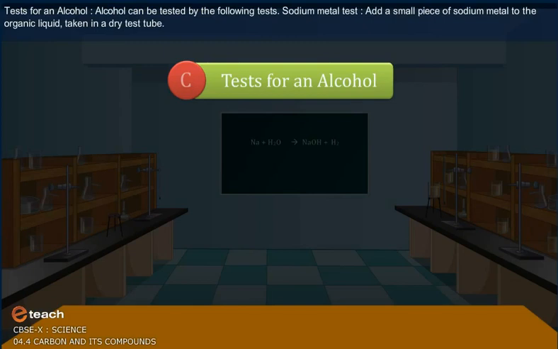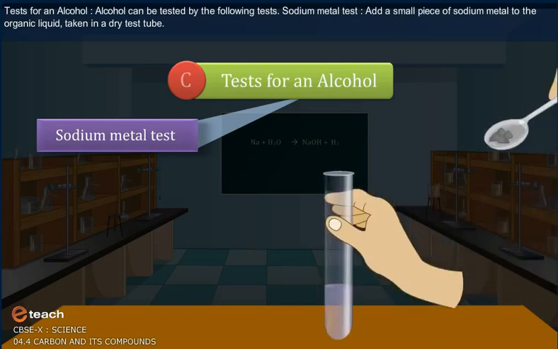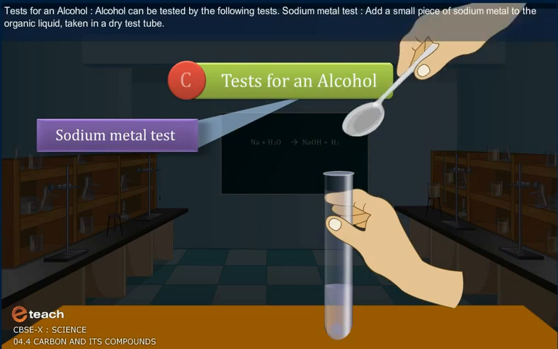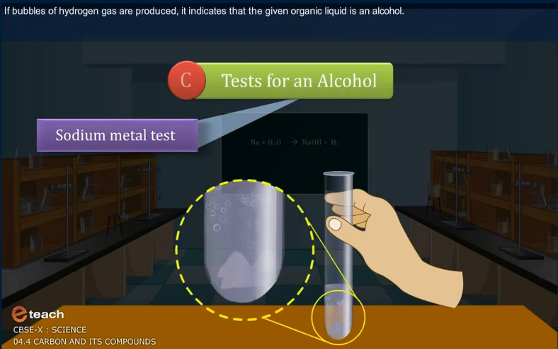Tests for an alcohol. Alcohol can be tested by the following tests. Sodium metal test. Add a small piece of sodium metal to the organic liquid, taken in a dry test tube. If bubbles of hydrogen gas are produced, it indicates that the given organic liquid is an alcohol.